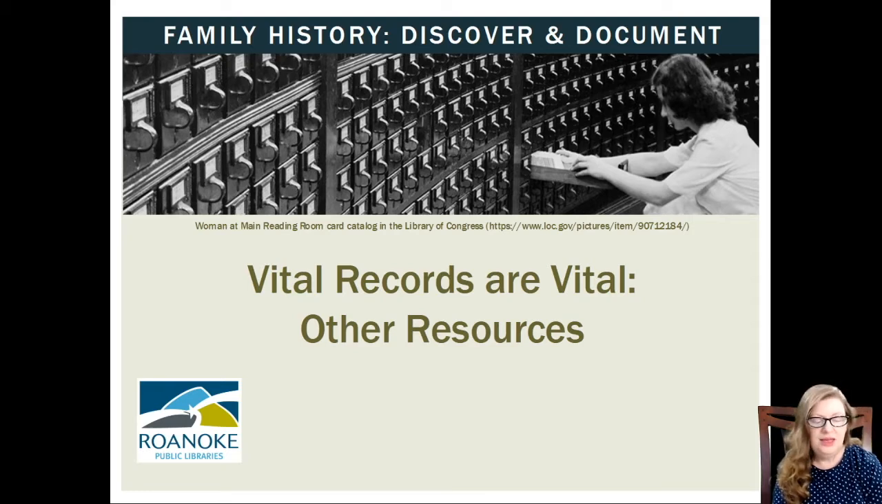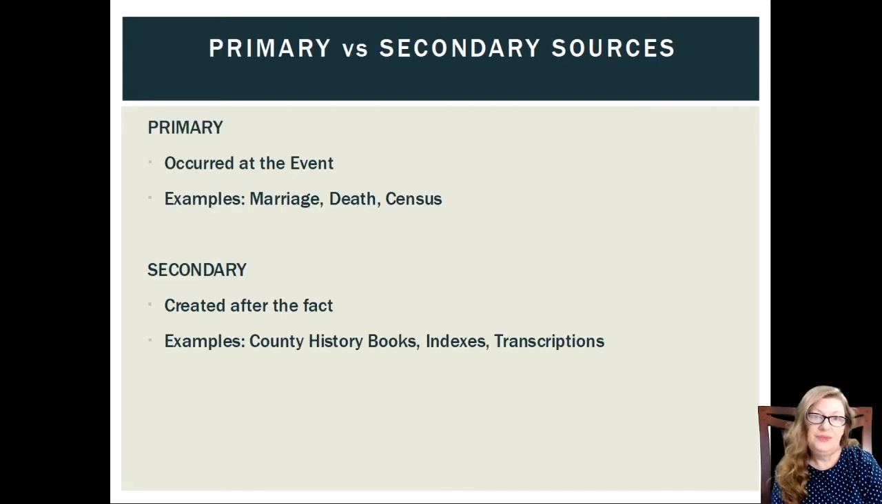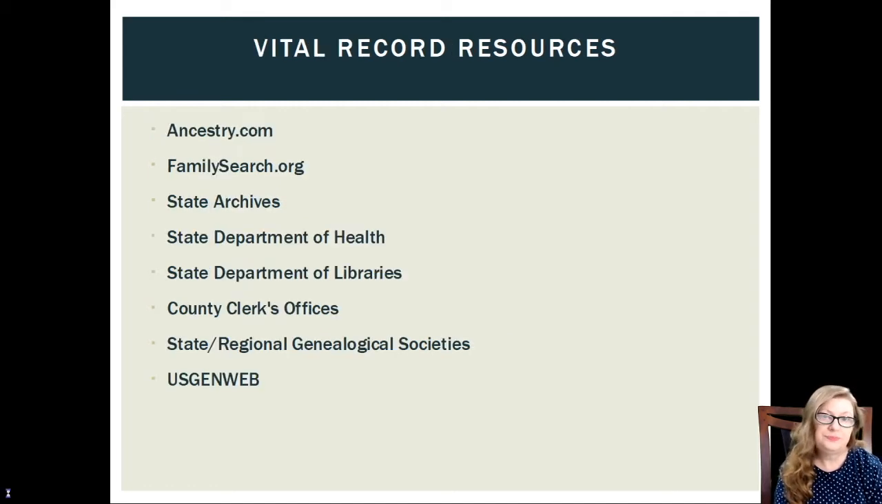So to recap, vital records are those documents that are issued by a government entity when someone is born, when they get married, or when they die. And we've also been talking about primary source documents. A primary source document is that original document, such as a marriage bond. And a secondary source is something like an index. It's the tool that you use to find that primary source document.